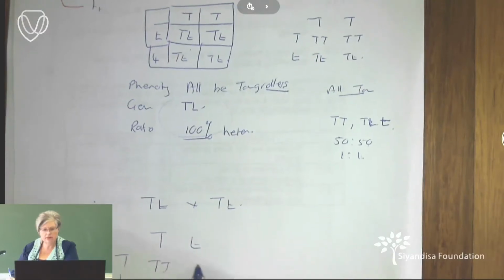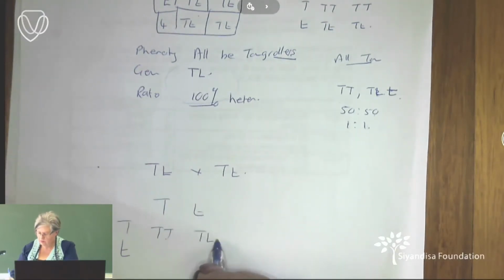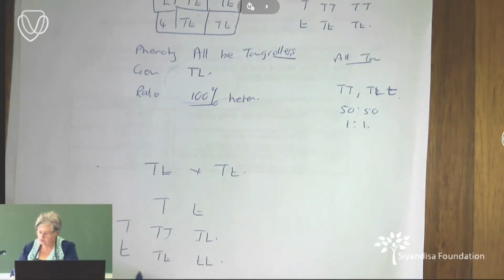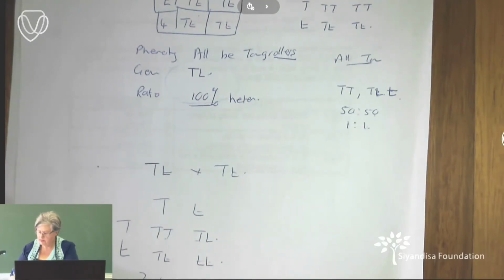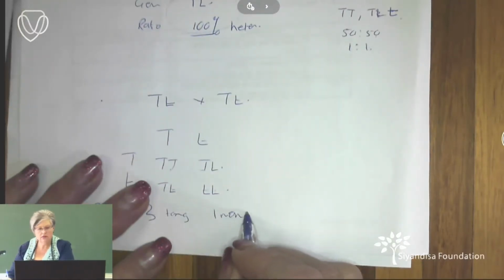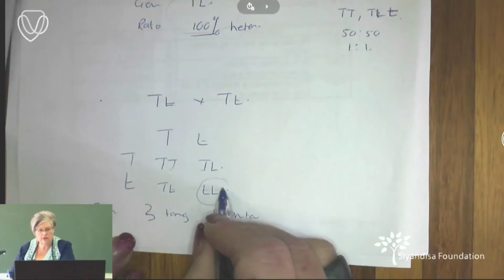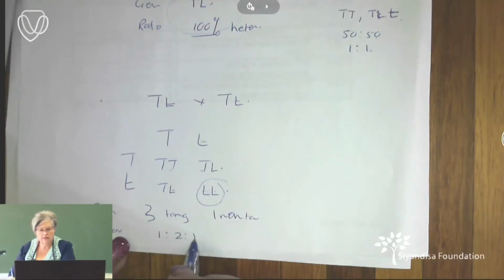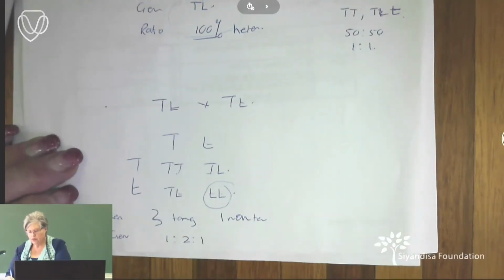And with this one, if I draw my Punnett square, it will look like this. I will get that one, and that one, and that one, and that one. So how does my phenotype look? Phenotype, I have 3 tongue rollers and 1 non-tongue roller, okay, for that one. And how does my genotype look? It's 1:2:1.